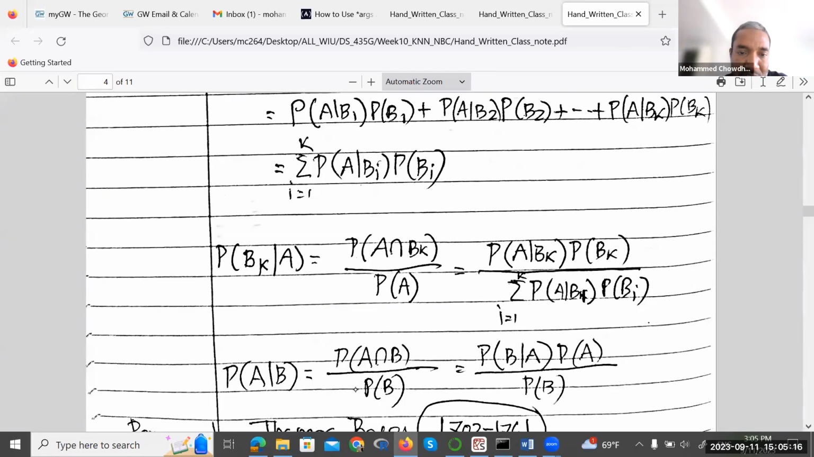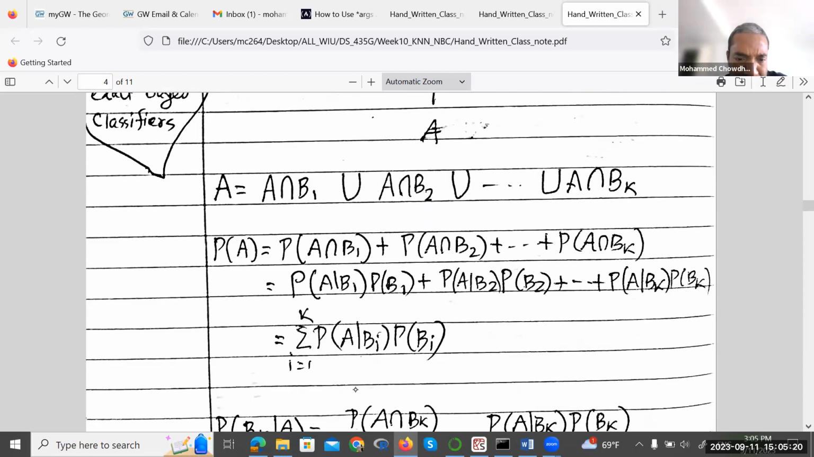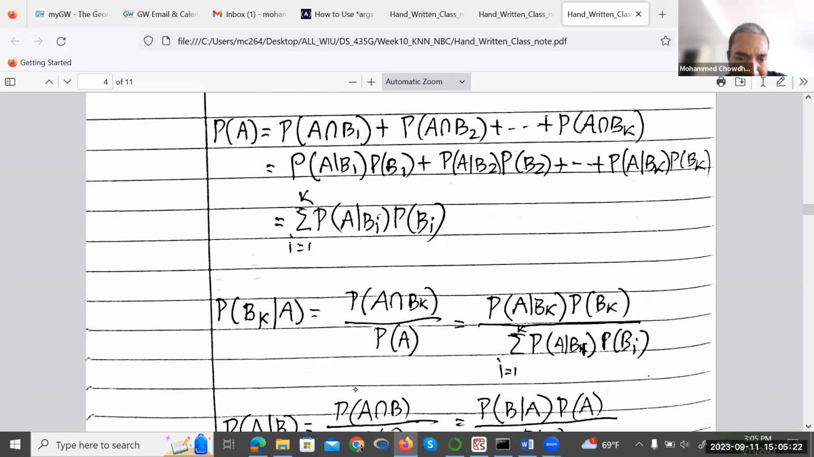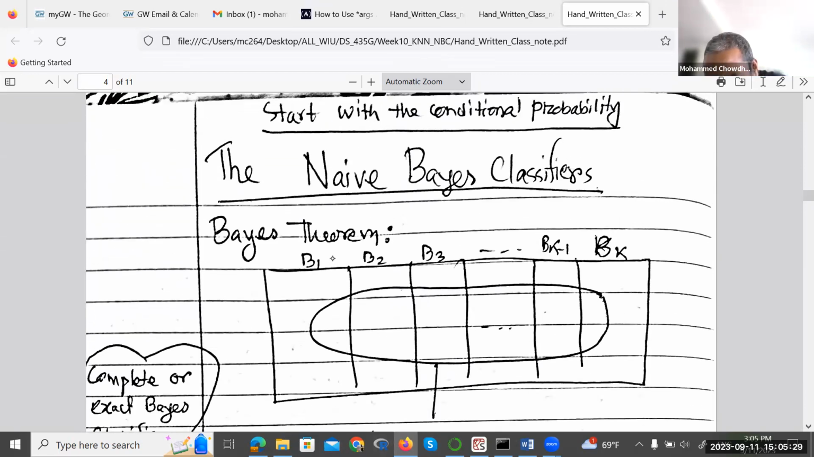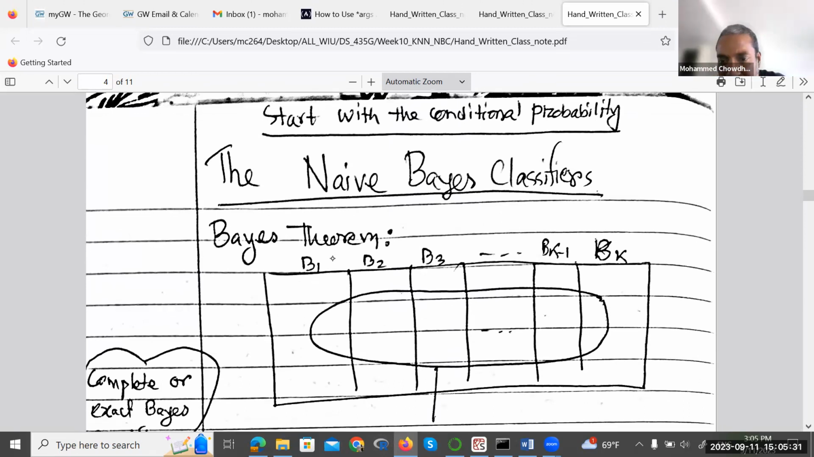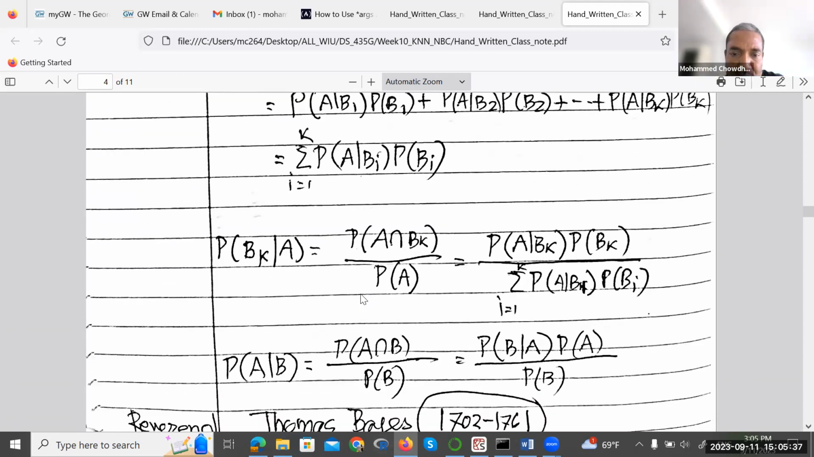Now I want to find the probability of the happening of BK. I want to find the happening of this one. How can I find that? We can find that by using Bayes theorem. After plugging in this value, we will get this. So this is called Bayes theorem.